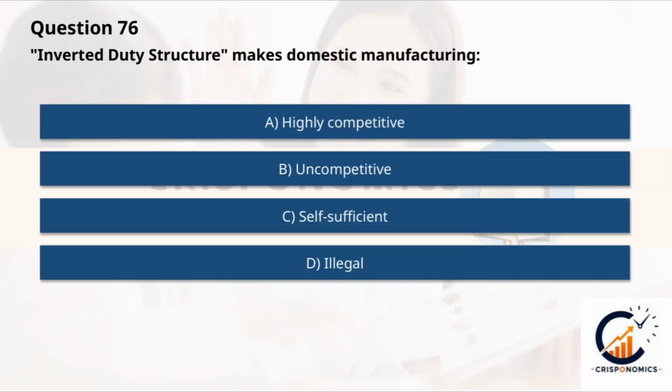Let's talk about the concept of an inverted duty structure and how it impacts domestic manufacturing. The question here is whether this structure makes domestic manufacturing illegal, self-sufficient, uncompetitive, or highly competitive. Understanding this helps us see how trade policies and tariffs can either support or challenge local industries. It's a key piece in the puzzle of economic strategy and global trade dynamics.